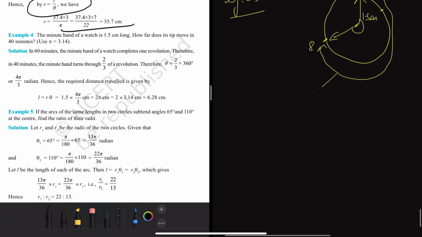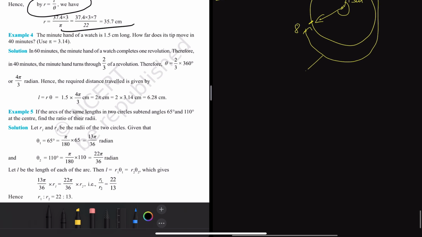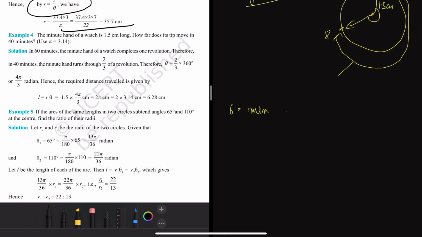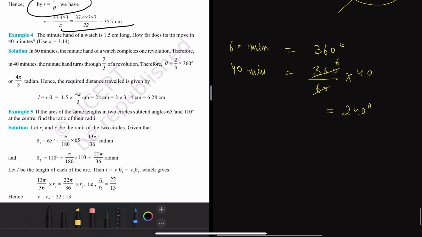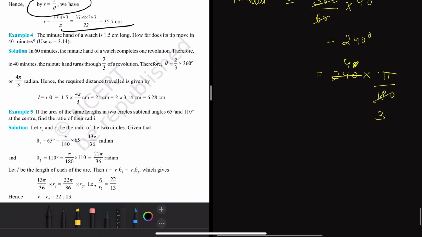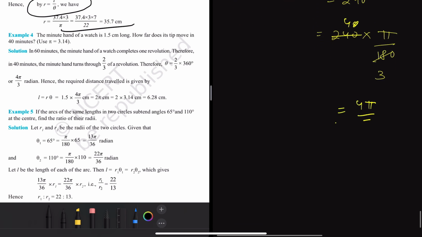So we know in 60 minutes the angle made by the minute hand is 360 degrees, and in 40 minutes it will make an angle of 360 upon 60 multiplied by 40. So this will be 240 degrees, and then we need to convert it into radians. To convert it into radians, we multiply by pi upon 180. If we simplify it, we will get 4 pi by 3 radians.